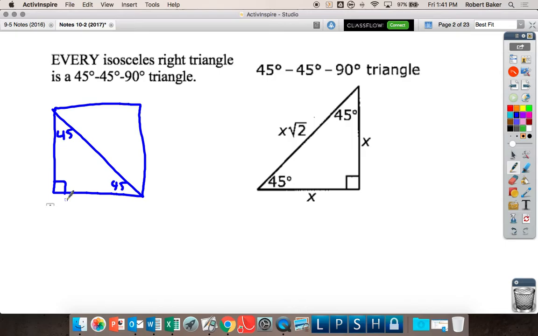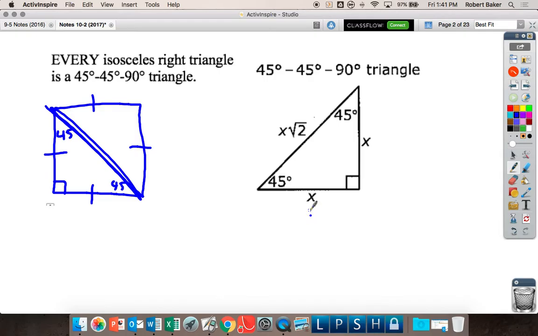Make sense? These triangles that are 45, 45, 90 are also isosceles triangles because they're half of a square. On a square, all four sides are equal. So if I cut it in half, are these two side lengths going to change sizes? No. So here's the whole math principle that's going to work out.